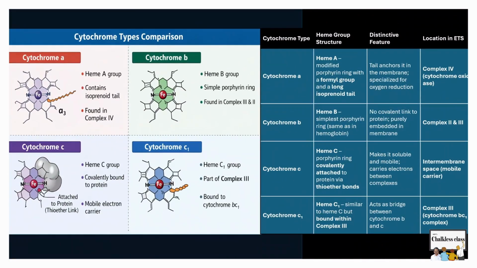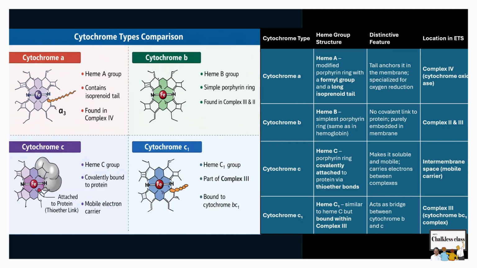The detailed features of cytochrome types are as follows. Cytochrome a contains heme a, a modified porphyrin ring with a formyl group and a long isoprenoid tail. This tail anchors it in the membrane, and it is specialized for oxygen reduction at complex 4, cytochrome oxidase.